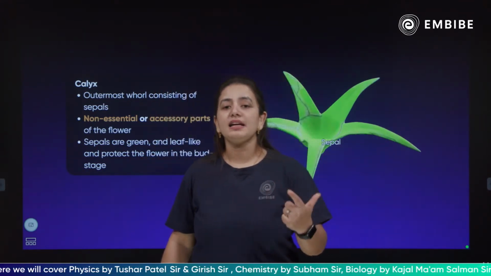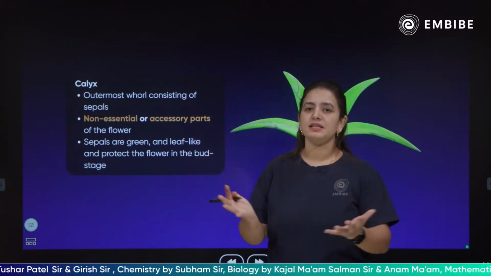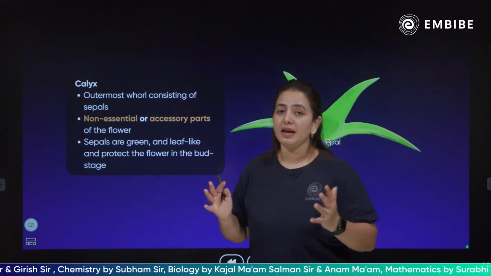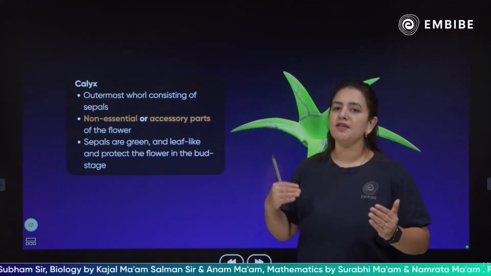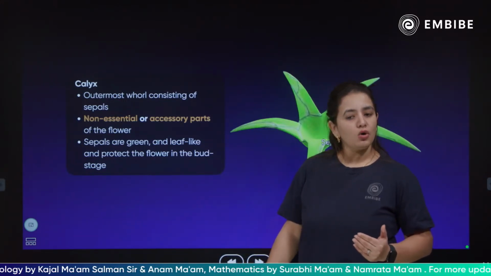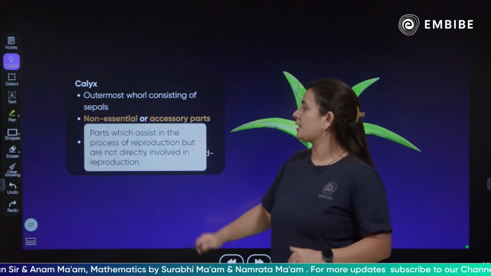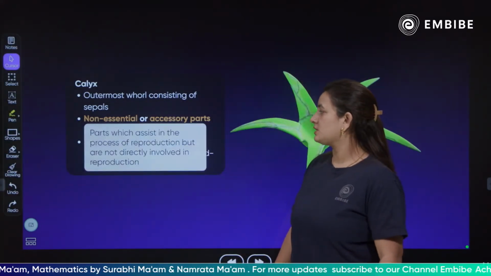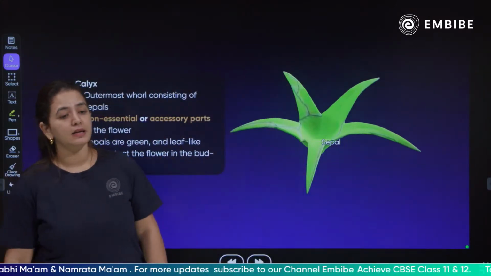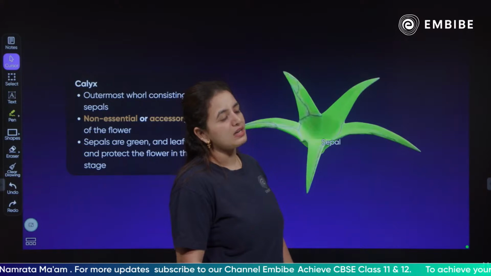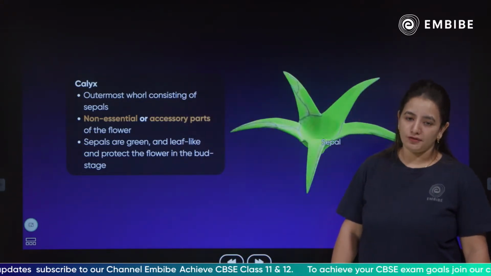They are externally just assisting, just covering, basically protecting the flower from any kind of danger. But they are not directly involved in the fertilization events. Okay, so that is why it is also called a non-essential or accessory part. What is an accessory part? One which assists in the process of protection but does not directly take part in the reproduction. So it is a non-essential, non-reproductive or accessory part of the flower.